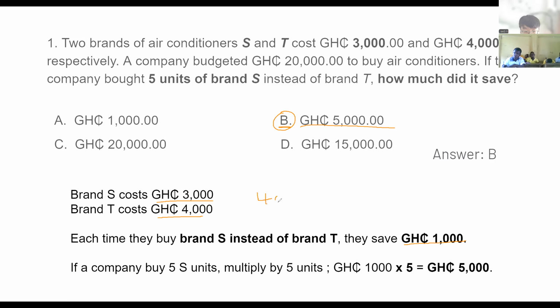Because 4,000 minus 3,000 is 1,000. But they bought 5 S units. So they didn't just save 1,000, they saved 1,000 5 times. That's why they saved 5,000 cedis in total.